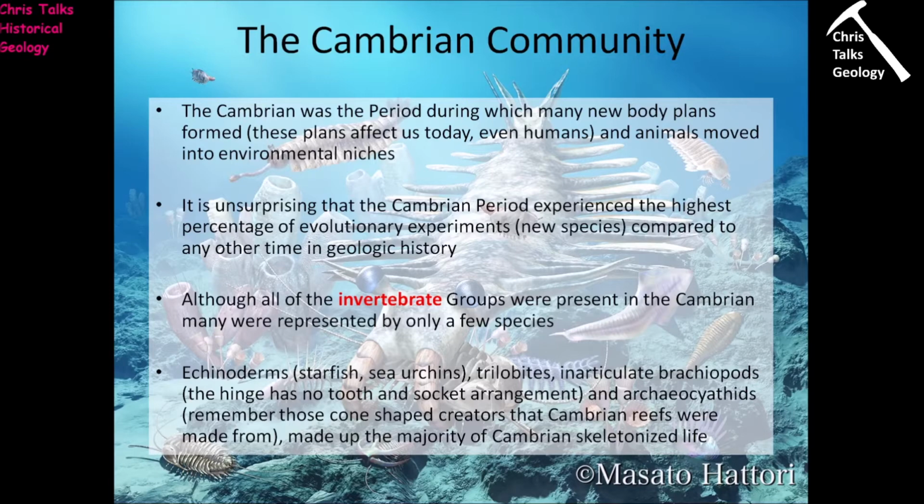So although all of the invertebrate groups were present in the Cambrian, many were represented by only a few species. If we think of groups like the echinoderms, the trilobites, the inarticulate brachiopods, the archaeocyathids, these are very, very common invertebrate organisms during the Cambrian. However, there aren't that many examples, should I say species, of each type in each phylum. So yes, the phyla as we know them are being established during the Cambrian, but there aren't hundreds of different species within each phylum. It's a much, much smaller number.